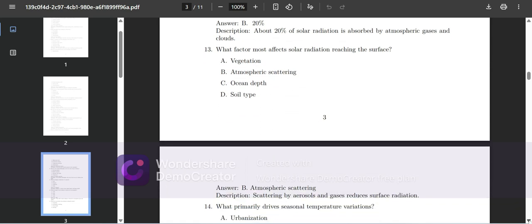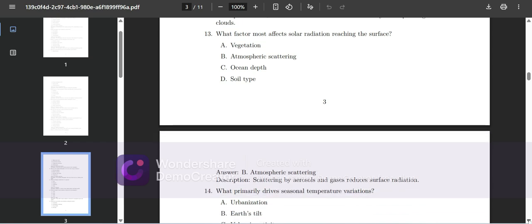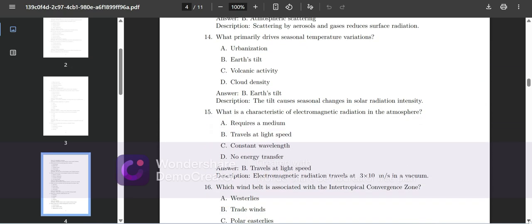What factor most affects solar radiation reaching the surface? Atmospheric scattering. Scattering by aerosols and gases reduces surface radiation.